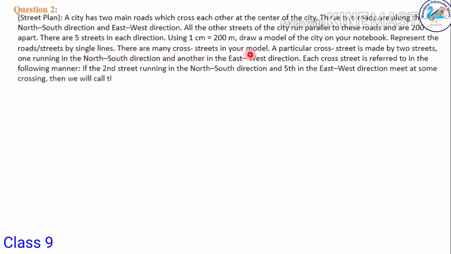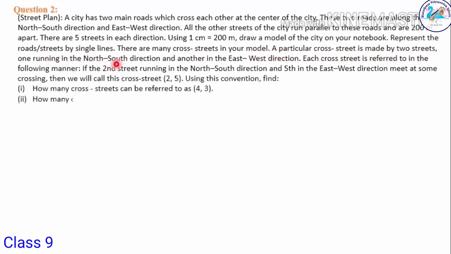There are many cross streets in your model. A particular cross street is made by 2 streets, one running in the north-south direction and another one in the east-west direction. Each cross street is referred to in the following manner. If the second street running in the north-south direction and the fifth in the east-west direction meet at some crossing, then we call this cross street 2-5. Using this convention, find how many cross streets can be referred to as 4-3. Second question, how many cross streets can be referred to as 3-4.